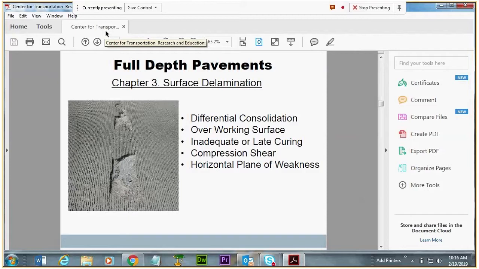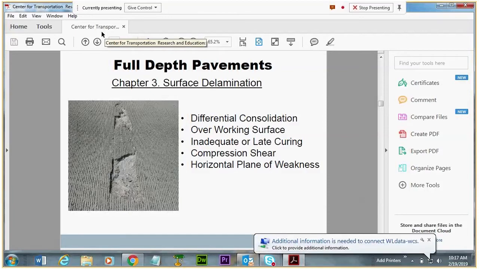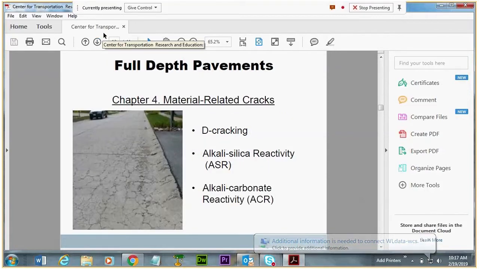The third chapter was surface delamination. This was kind of hard to get our hands around. We went out in the field a lot on this one. And really, it covers the differential consolidation, overworking the surface, inadequate or late curing, compression shears as pavement moves together at joints, particularly the transverse joints, and then the horizontal plane of weakness that is created. Next slide. Chapter 4 deals with our material-related cracks, the D-cracking, the ASR, and the ACR. Next slide.